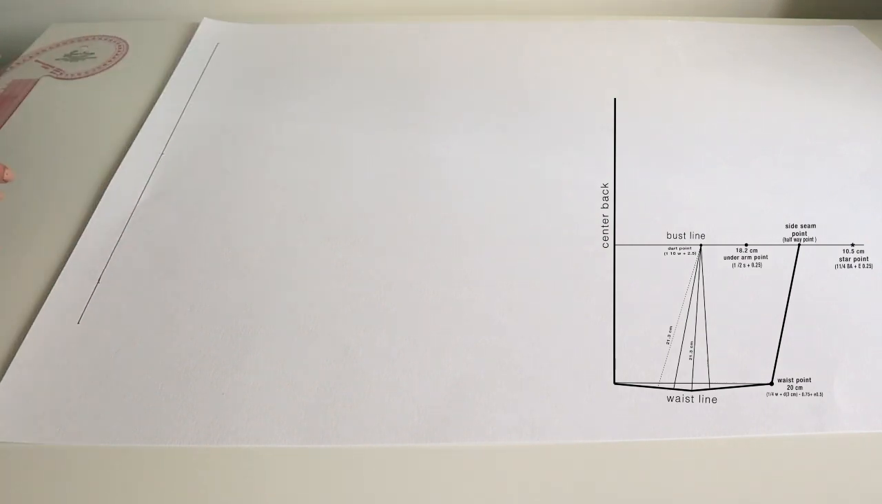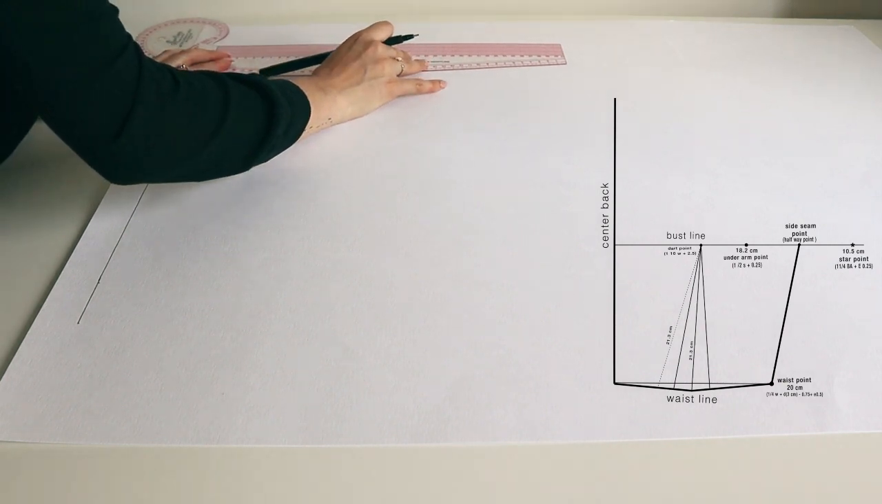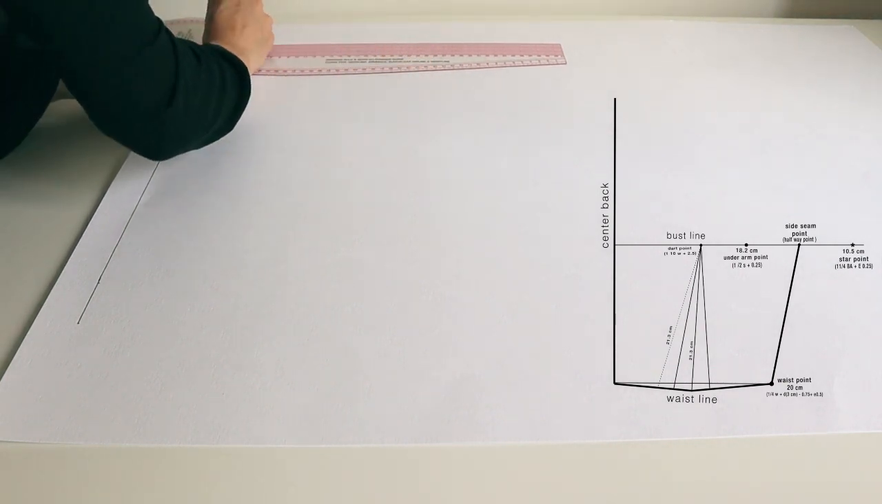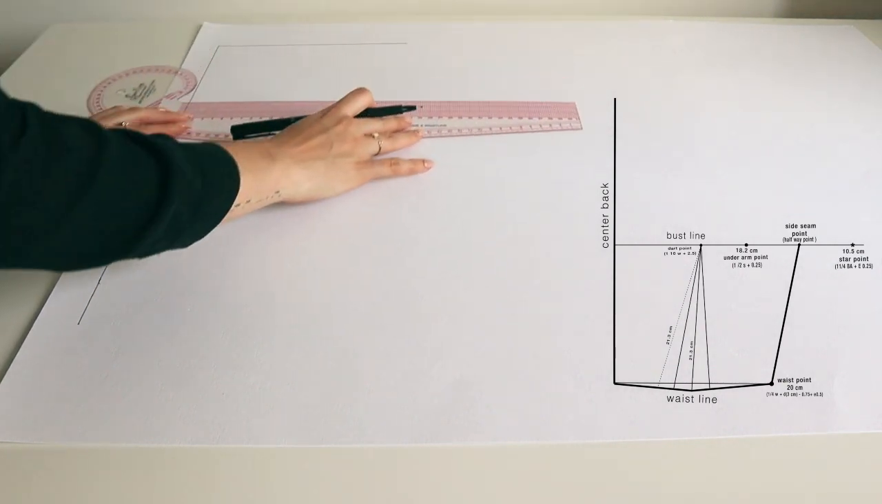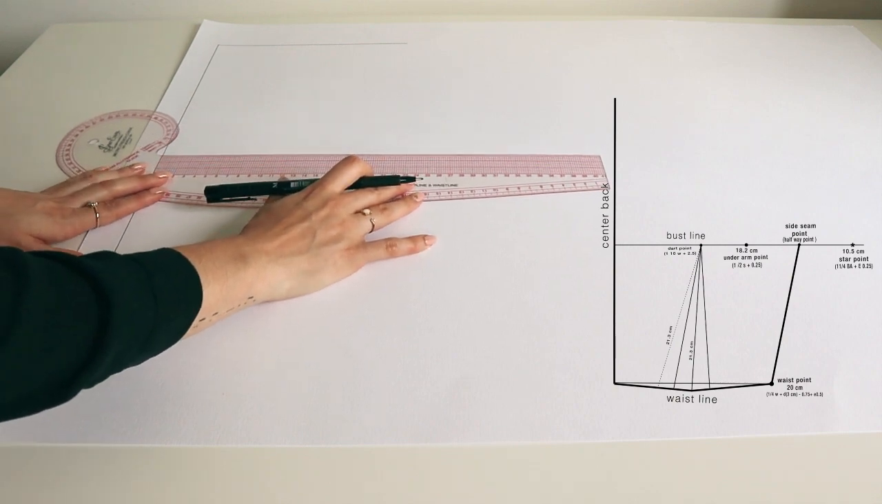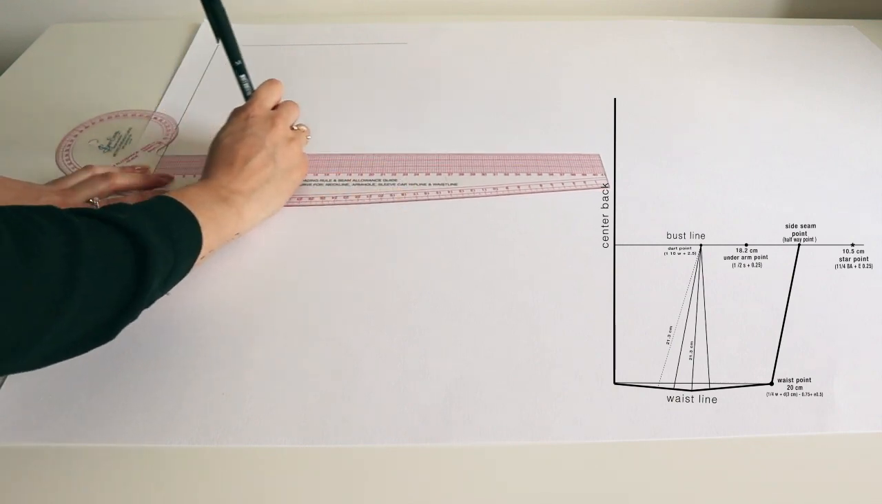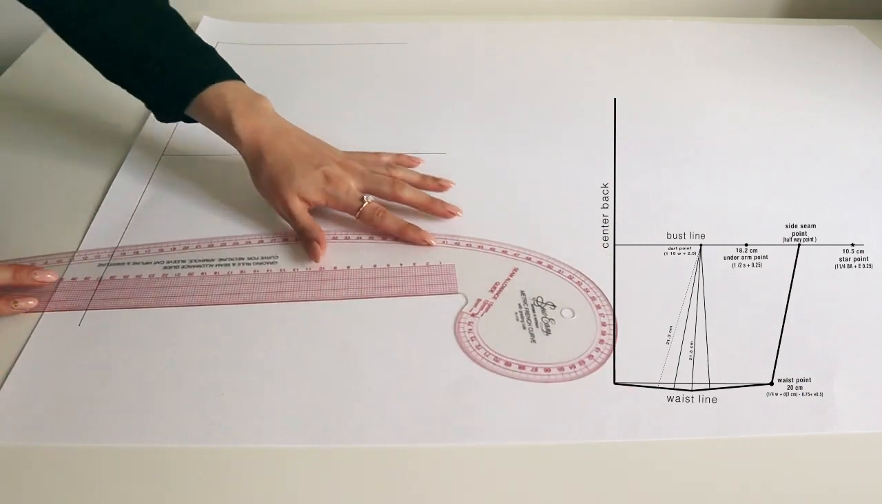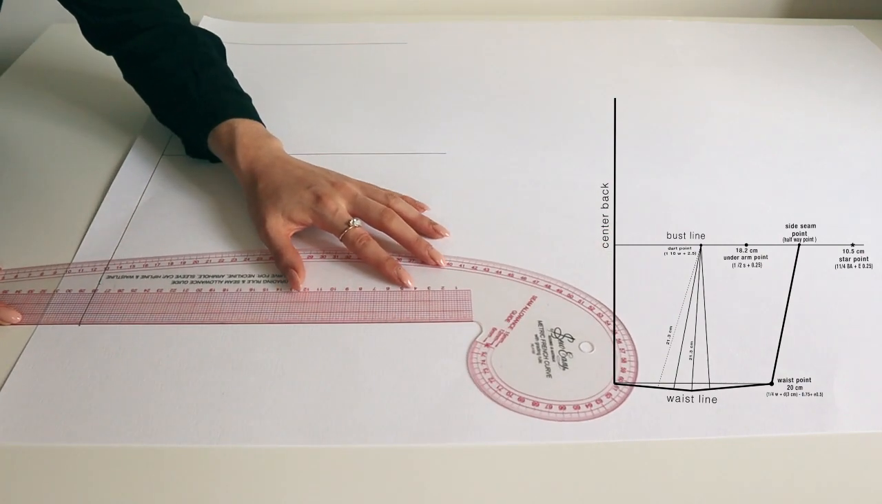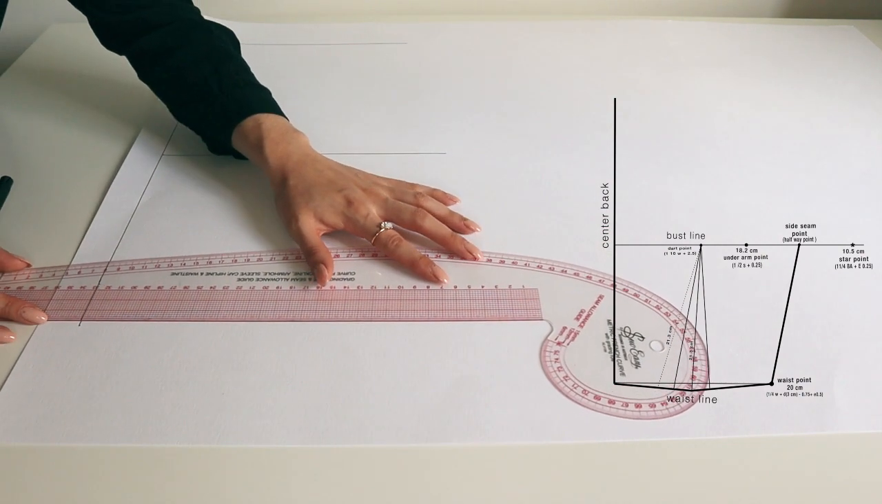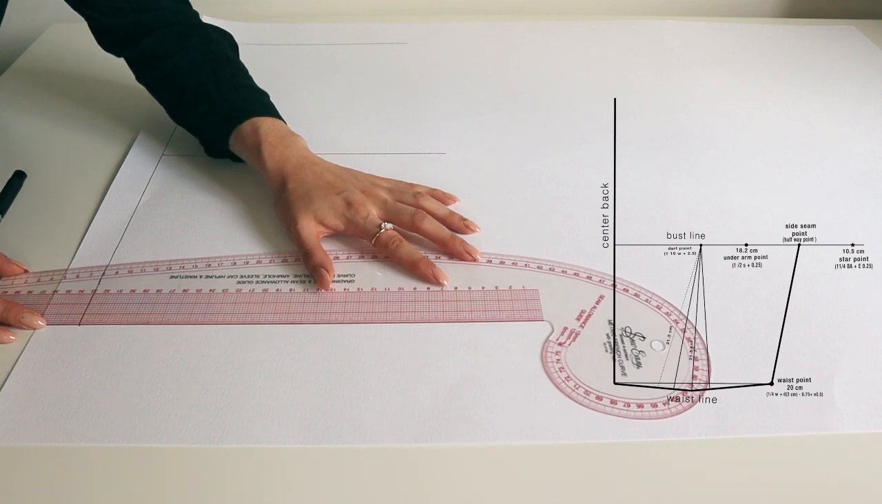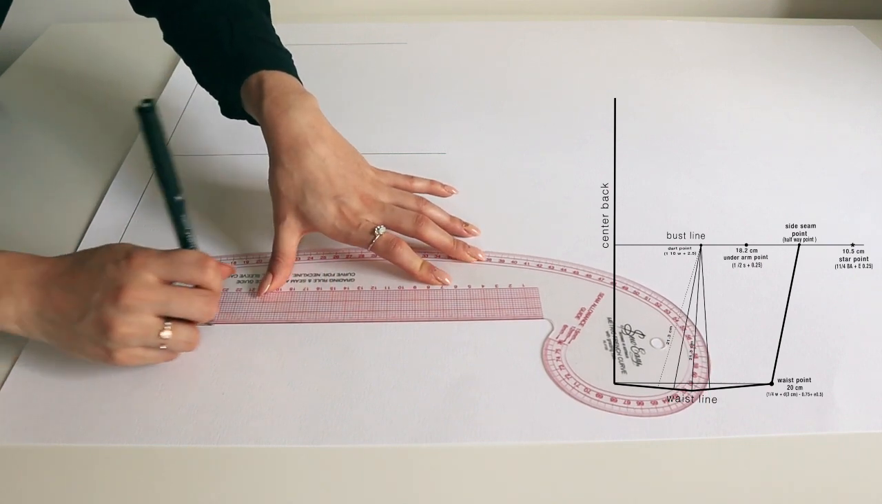Once you have these three points, you'll have to draw a 90-degree line at each. The top one will be your neckline, the mid one will be your bust line, and the bottom one will be your waistline. Make sure you're drawing these lines straight. The next thing that we'll have to do is to draw the dart.